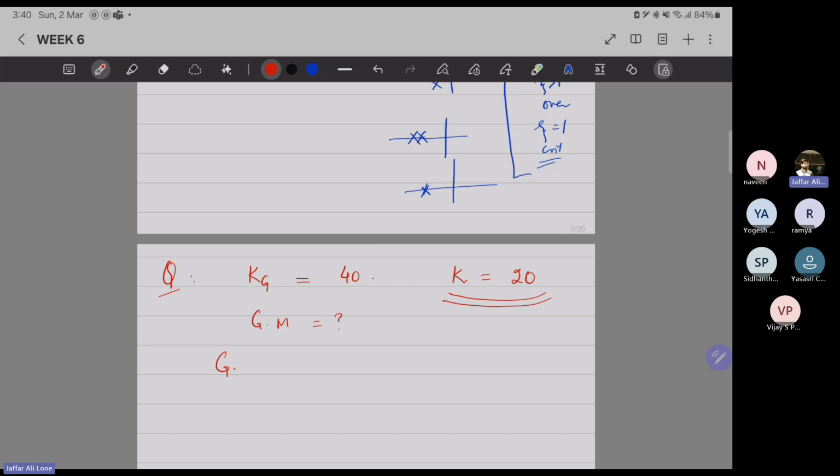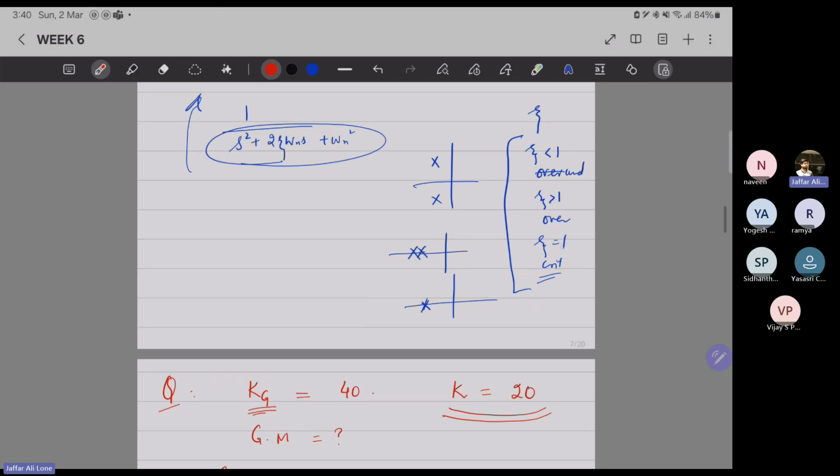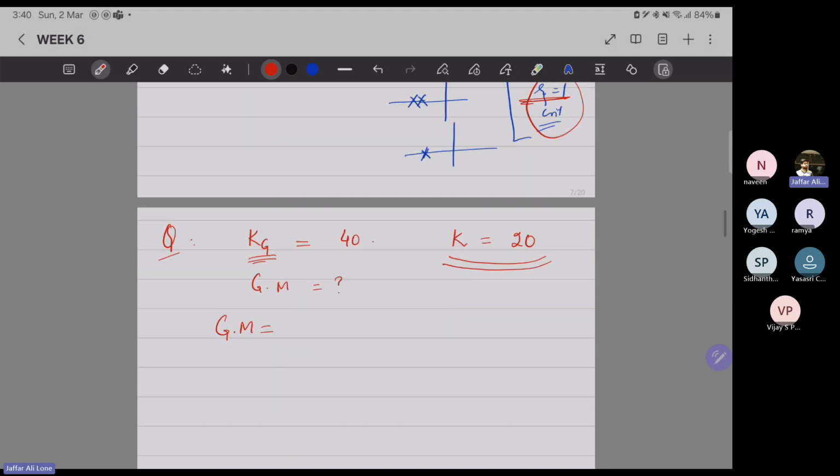So the gain margin will be this critical value. I told you if my system is critically damped, overdamped, underdamped, and critically damped, it means it's at the boundary. Similarly, if I'm saying it's a critical value of gain, it means it is the value of gain where my system is marginally stable, right? So this K is K marginal.